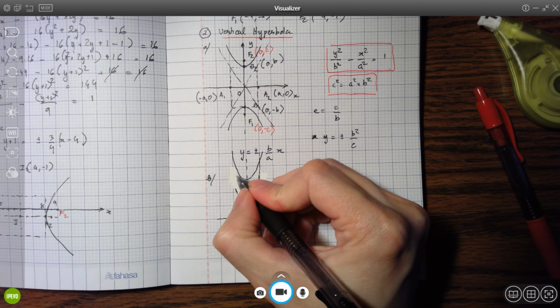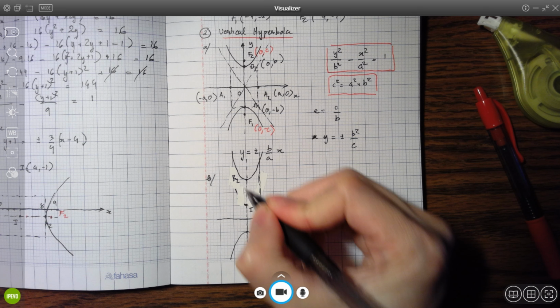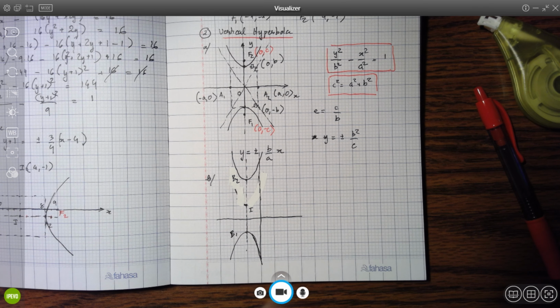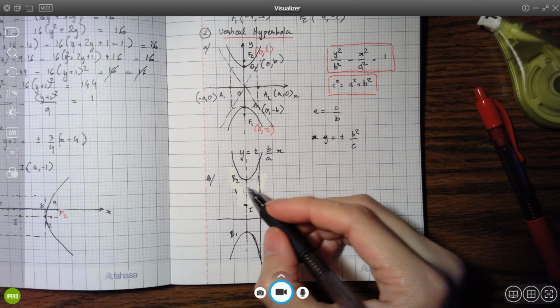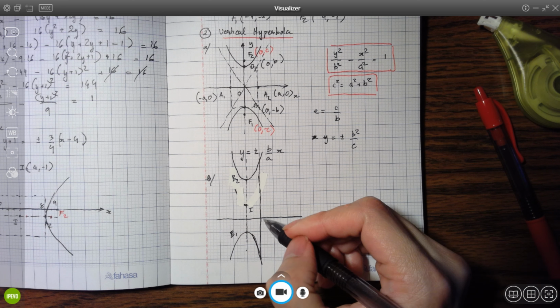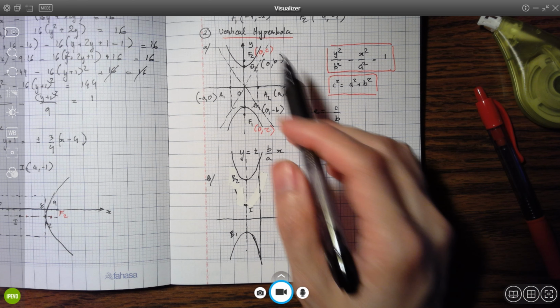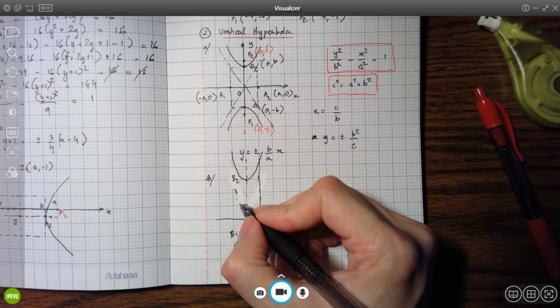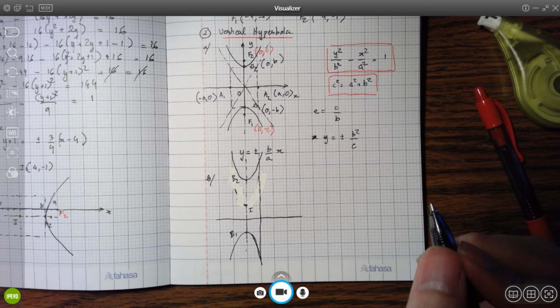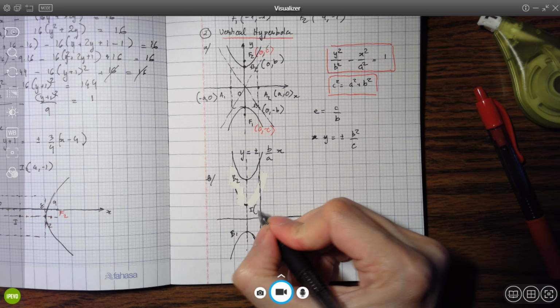So this is my B1 over here. This B2, I'm sorry, this is B1. Because the center is moved, the coordinate won't be the same as before anymore. So this is the I over here, and the I will be H and K.